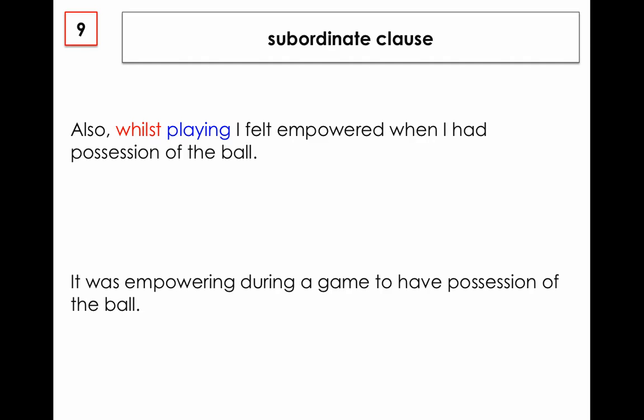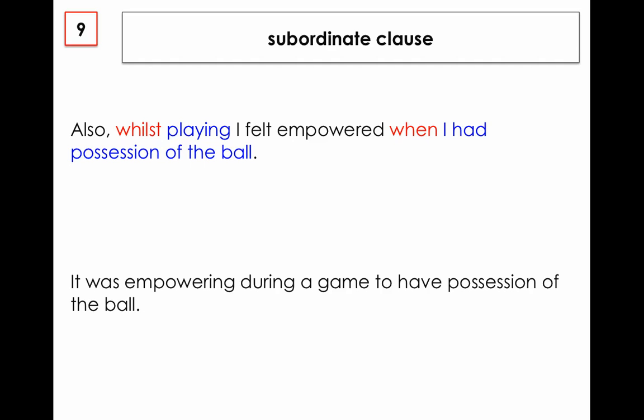But just to talk about the changes, if you look at the top sentence, we've got a subordinate clause here. Whilst playing, we could have a comma after that. Whilst playing, I felt empowered. Or you could say, I felt empowered whilst playing. But notice we've got another subordinate clause here, when I had possession of the ball. The first one covers everything else.